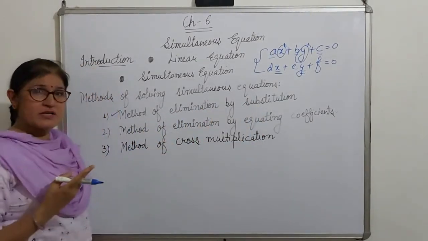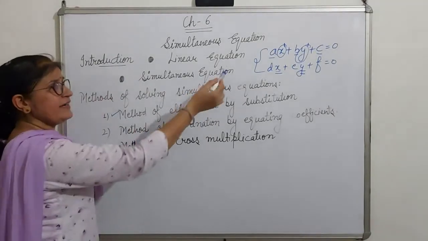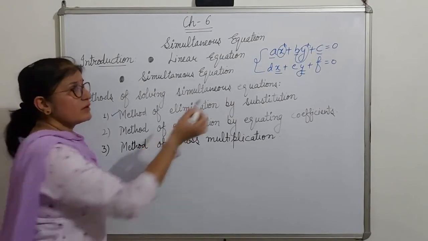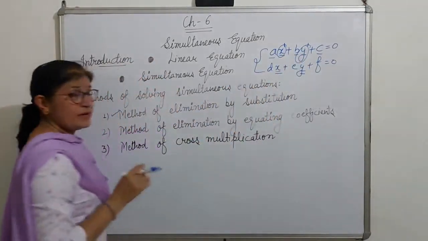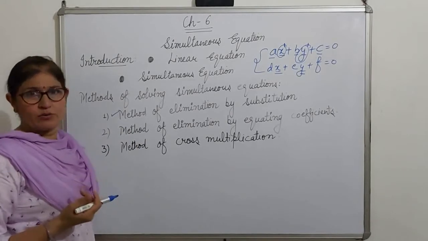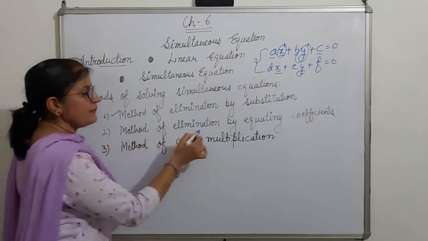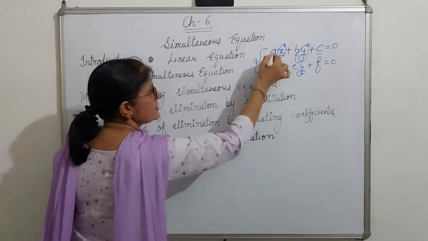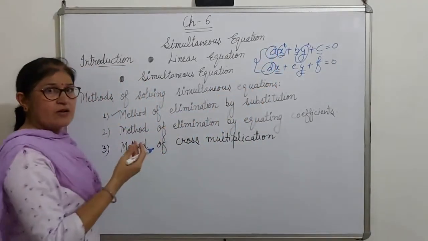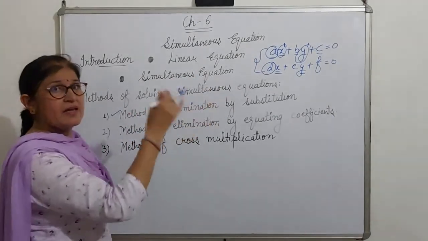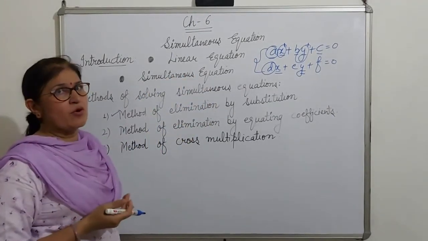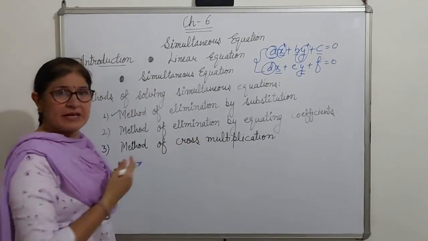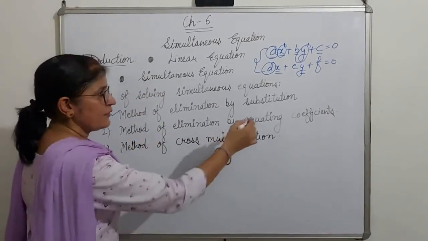Means when two equations are given, we find the value of either of these variables, any variable, we substitute in the second and we calculate. Second one, method of elimination by equating coefficients. Means we will see these coefficients. You can take both x or you can take both y, make them equal by multiplying with the common term, and then you subtract or add them and you can eliminate the equation, equating coefficients.